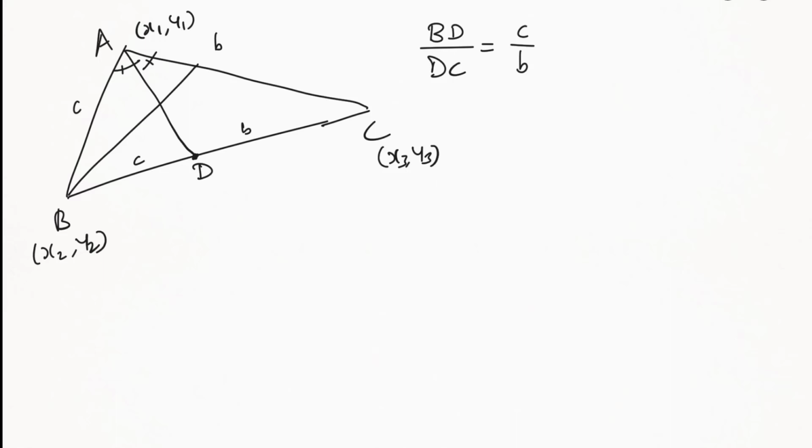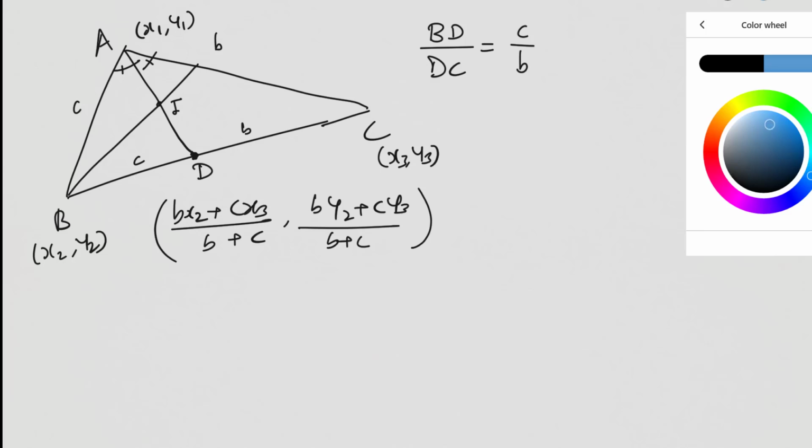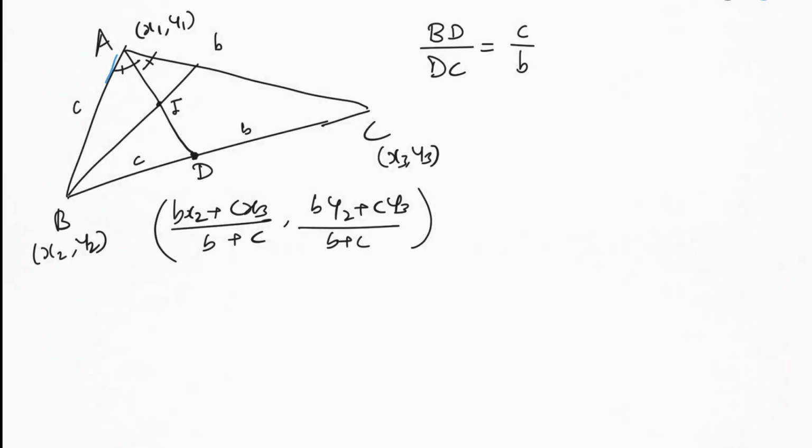So this will be (bx2 plus cx3) over (b plus c), and again (by2 plus cy3) over (b plus c). So far good, we know the coordinate of this. How to figure out the coordinate of this one? Again we will repeat the same exercise in this triangle. Why in this triangle? Because again we have to find the ratio, right? We will figure out the ratio and then find the coordinate. Same logic.